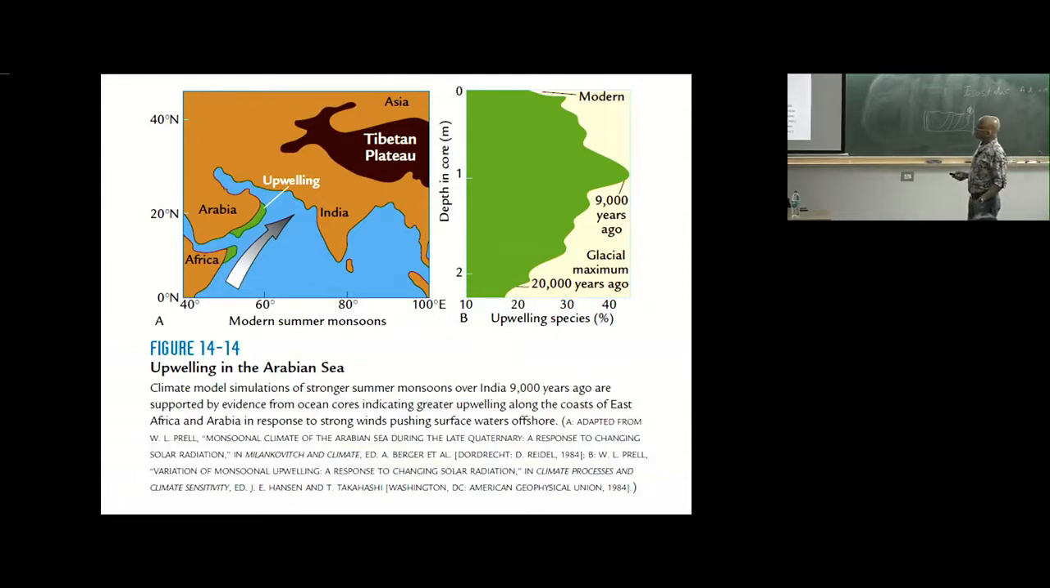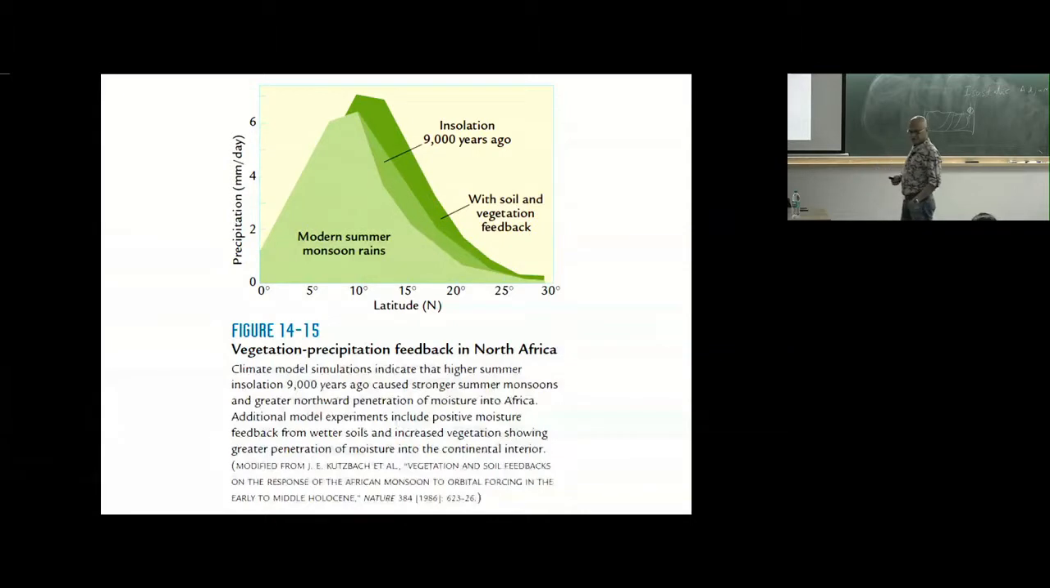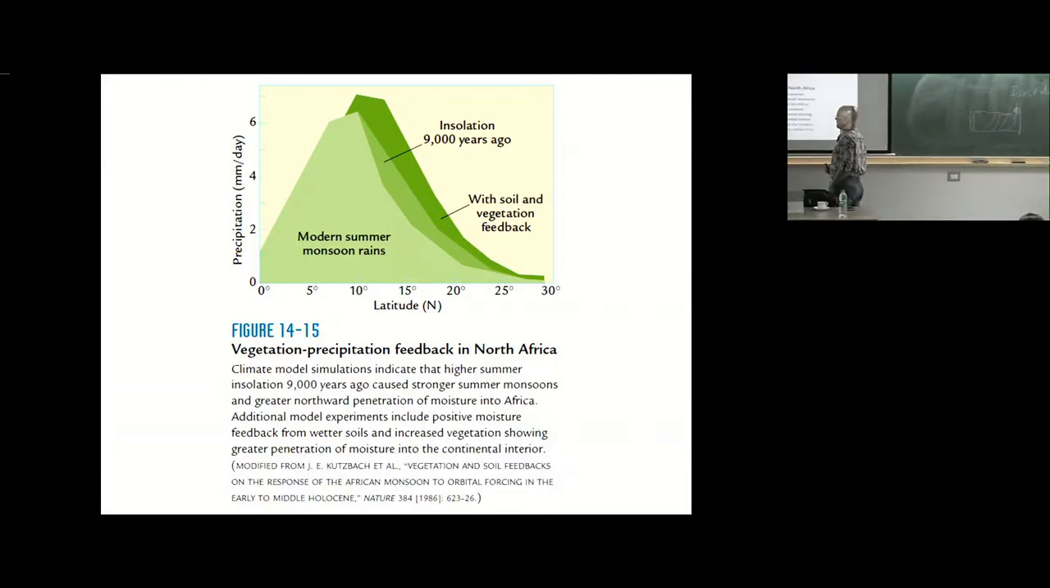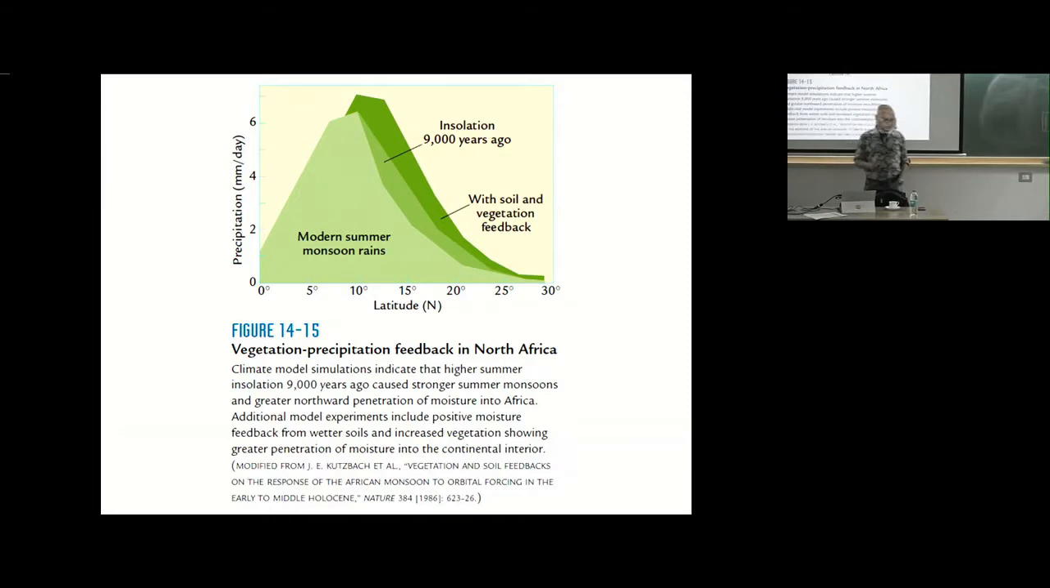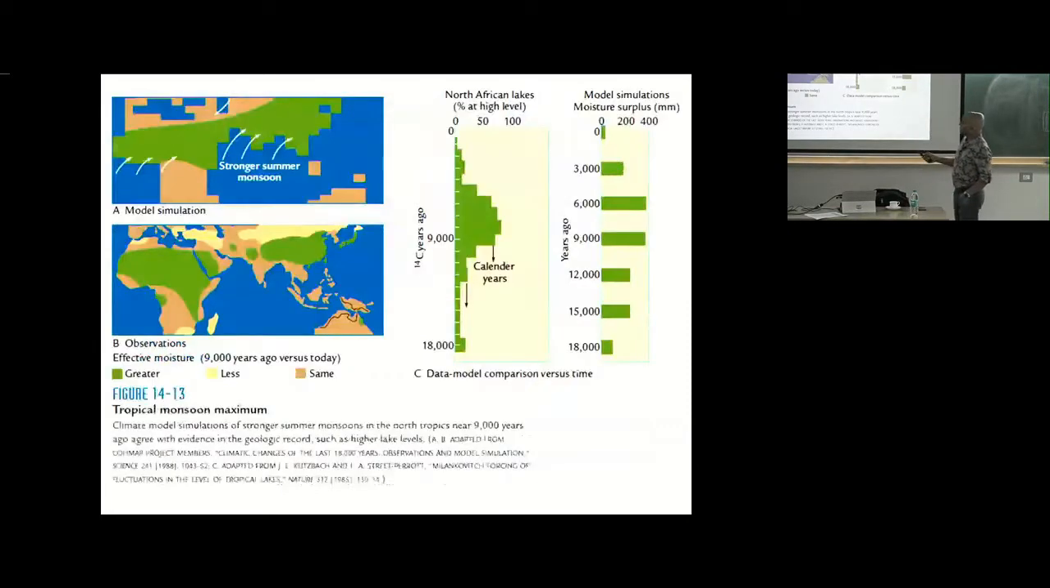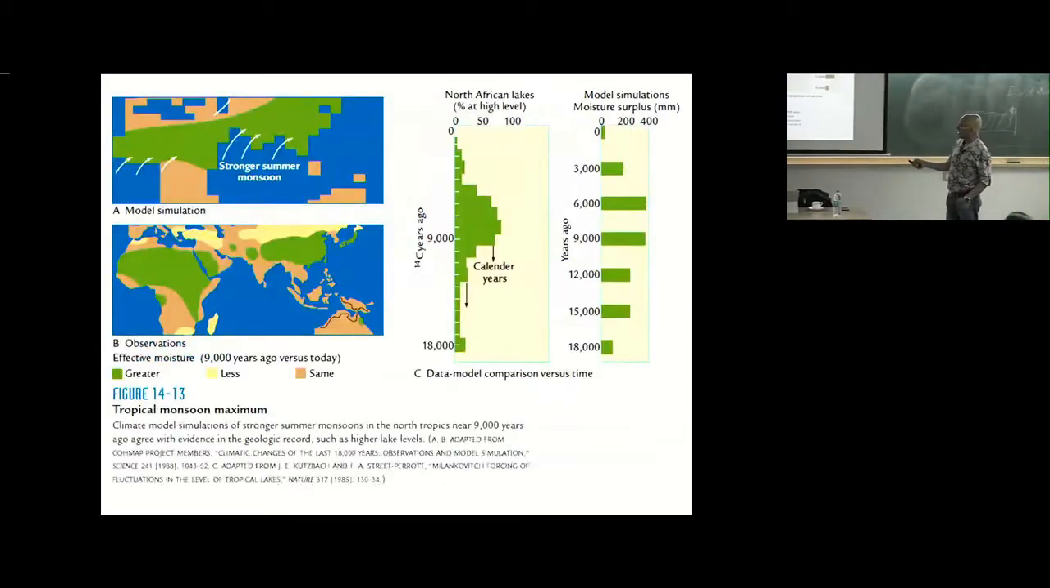Okay? So this would have obviously helped the growth of agriculture and so on and so forth along the way, right? So if you look at the vegetation-precipitation feedback in North Africa, I briefly mentioned this before. So right now, if you remember that this is very, very dry, and there is a region here called Sahel.